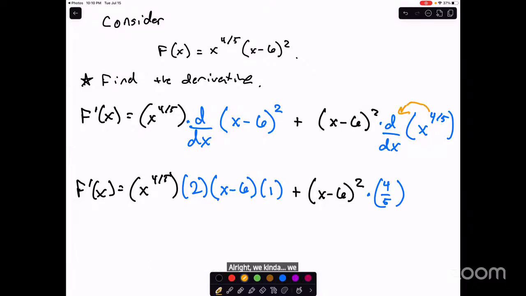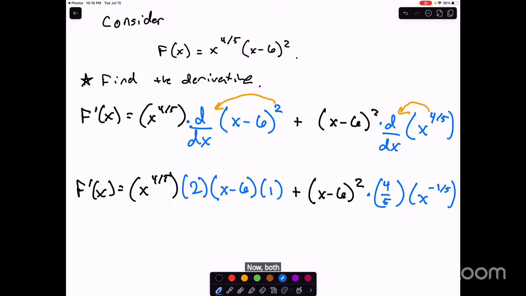All right, we kind of did the same thing here when we took the derivative. Then we subtract 1 from that power, so we're going to get what? X to the power of negative 1 over 5. Okay. So now we need to go back and simplify and combine like terms.